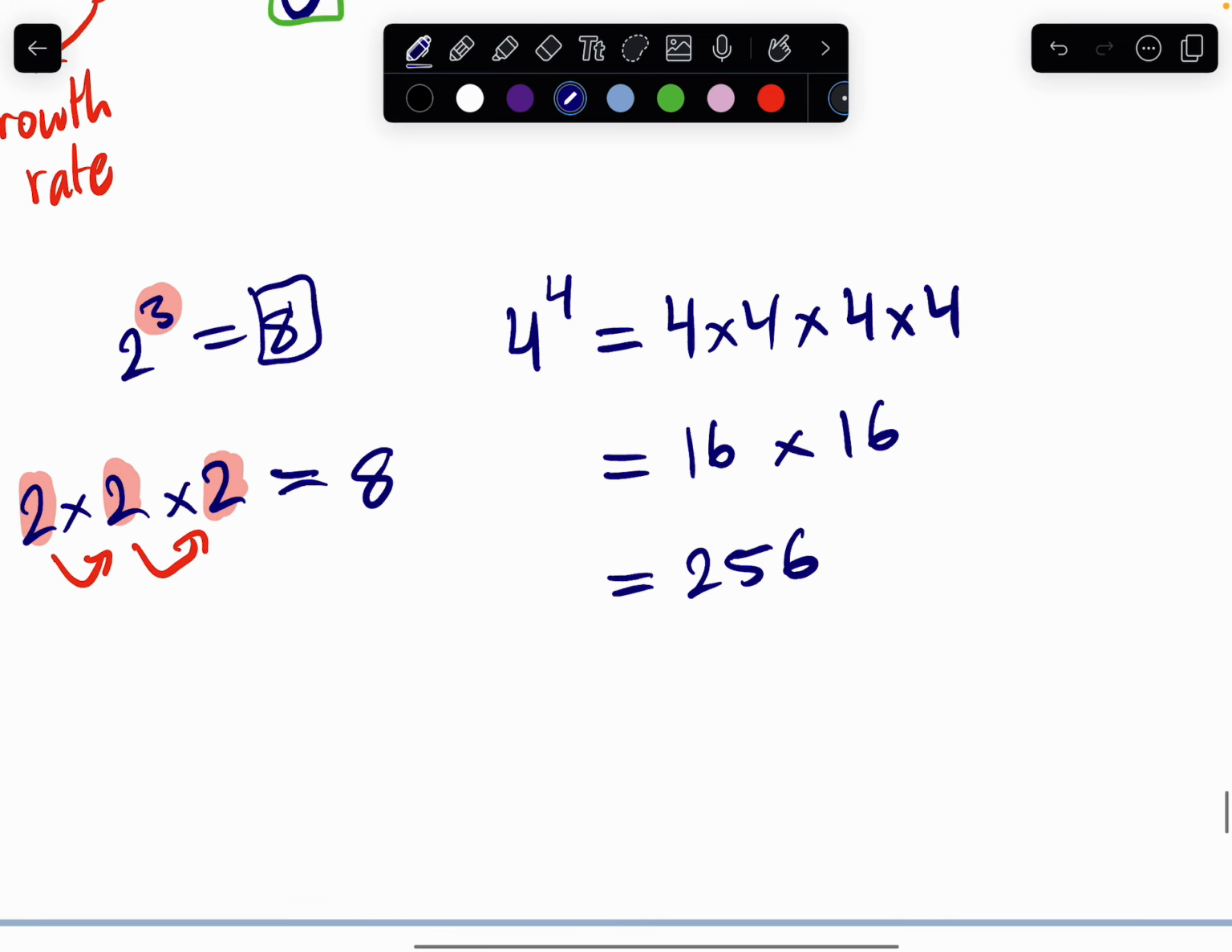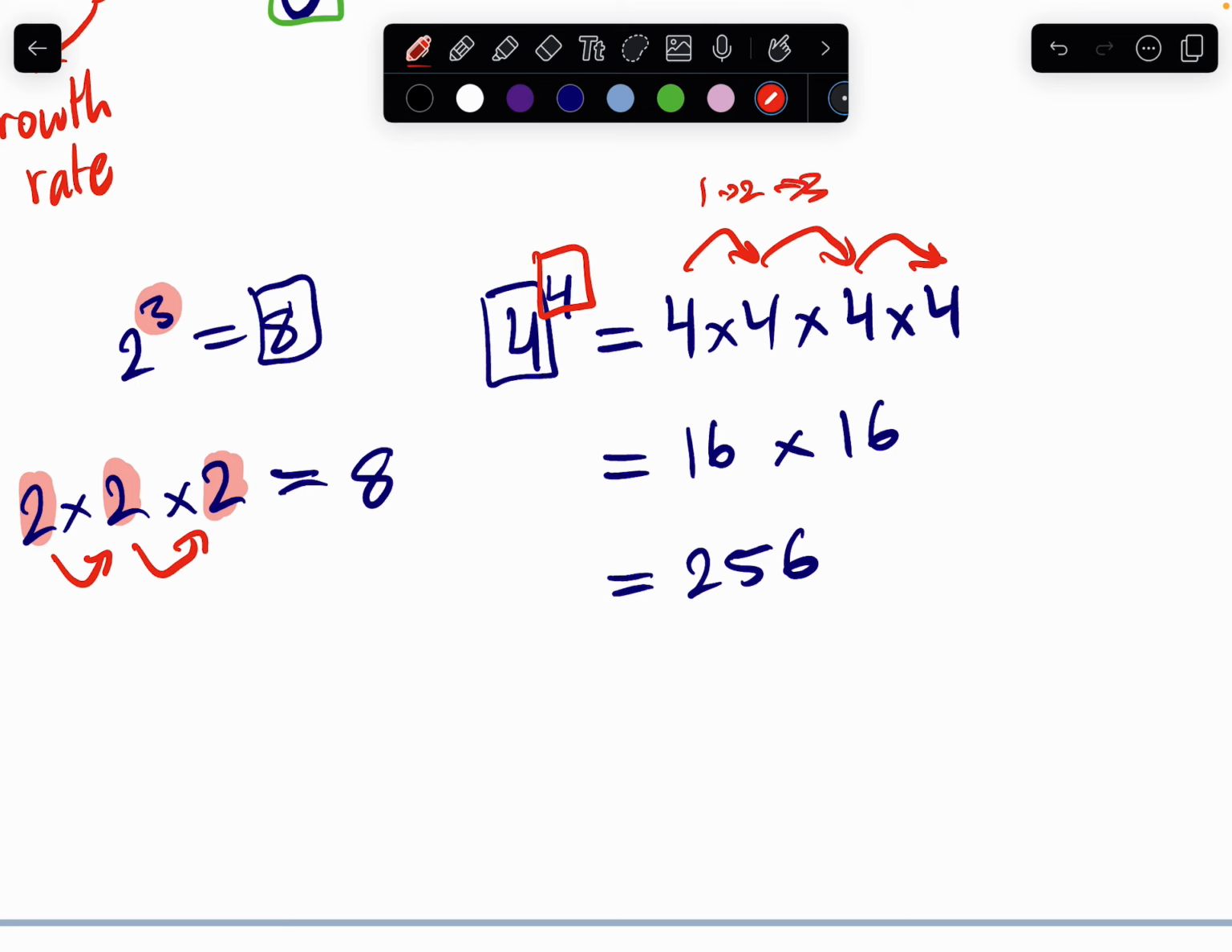We're basically saying we're growing by 4 times as much each time. It quadruples in size, so that's our growth rate. It happens 4 times: 1 to 2 to 3 to 4. 4 repetitions. And our final answer is 256 as our final size of our population.